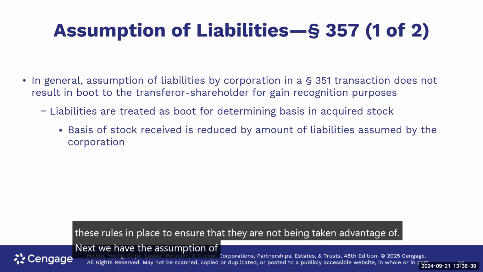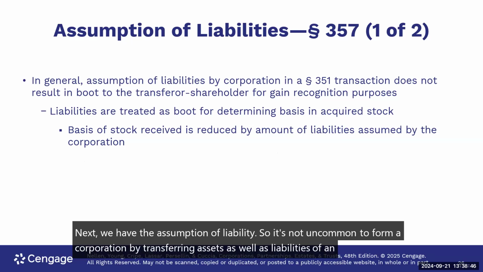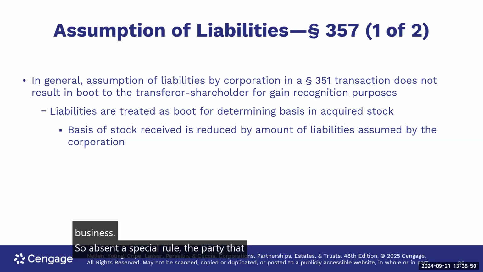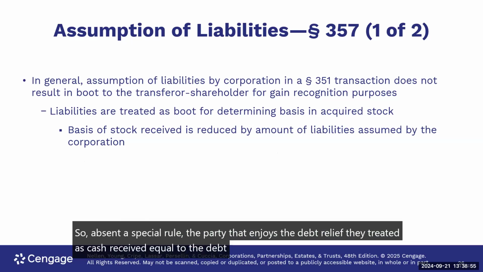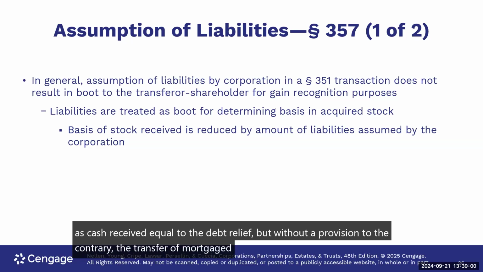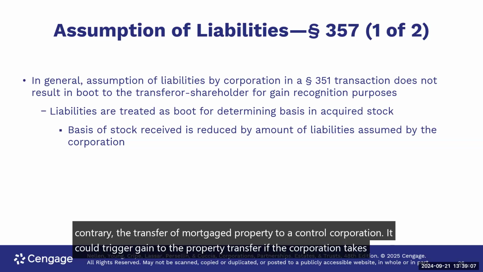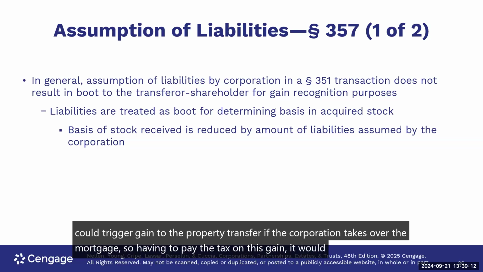It's not uncommon to form a corporation by transferring assets as well as liabilities of an unincorporated business. Absent a special rule, the party that enjoys the debt relief would treat it as cash received equal to the debt relief. Without a provision to the contrary, the transfer of mortgaged property to a controlled corporation could trigger gain to the property transferor if the corporation takes over the mortgage. Having to pay the tax on this gain would discourage people from wanting to form corporations.